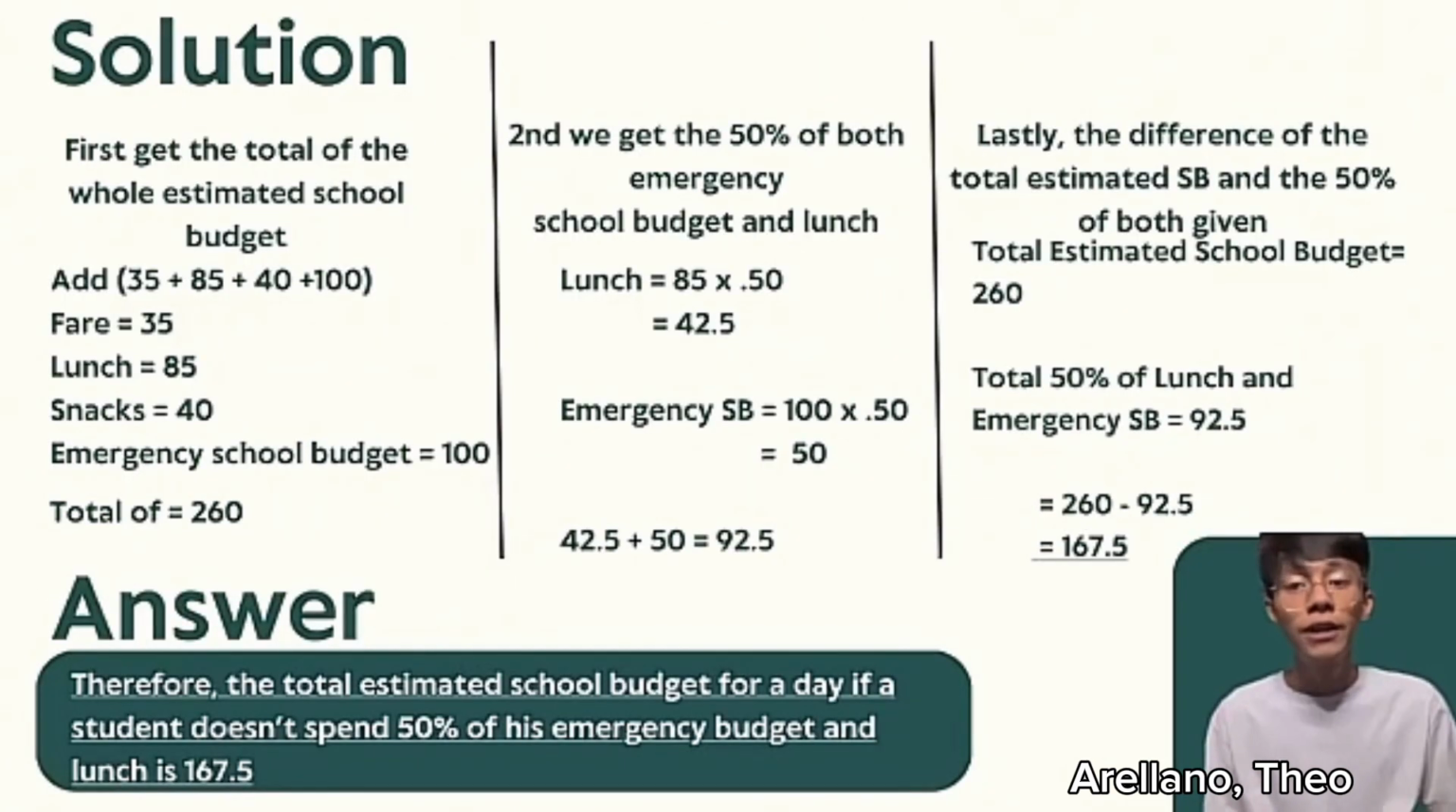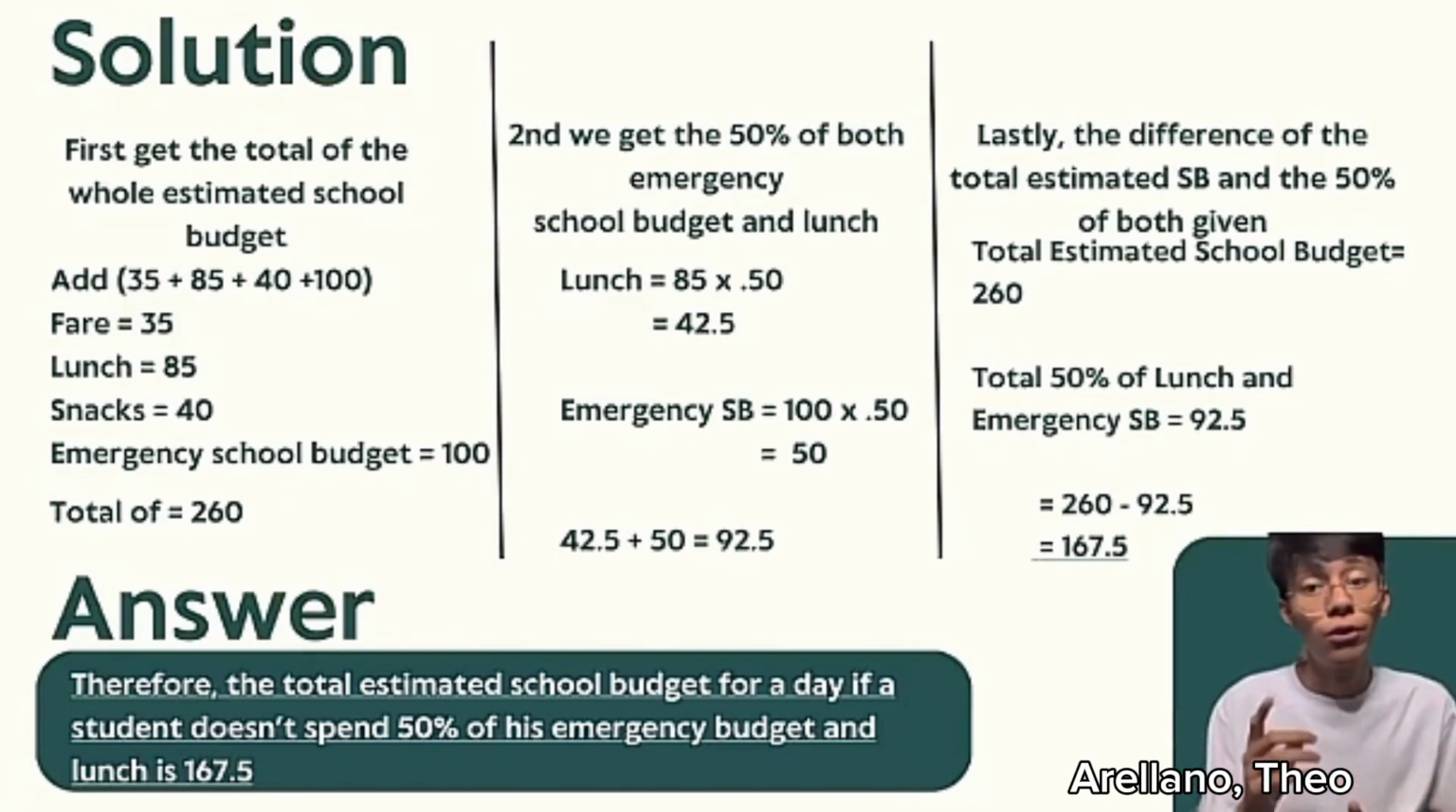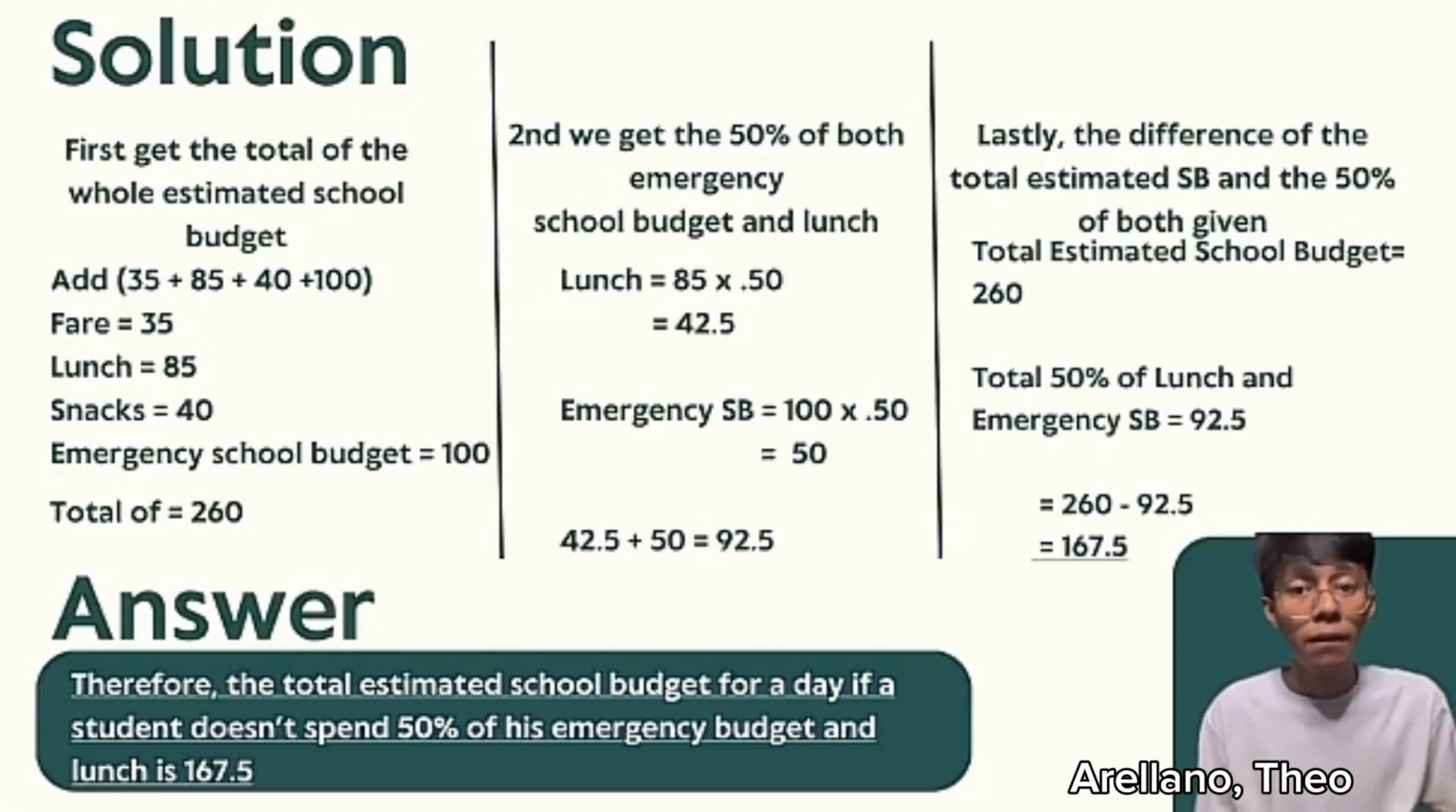Okay, guys. So first we have to get the total of the whole estimated school budget. So as given on the graph, 35 plus 85 plus 40 plus 100 is a total of 260. And second, we get the 50% of both emergency school budget and lunch. So lunch is 85, so the 50% of 85, times 0.50, is 42.5. And then emergency school budget is 100, then the 50% of 100 is 50 because 100 times 0.50 is 50. So we have the total of the two, 50%. So 42.5 plus 50 gives us 92.5.